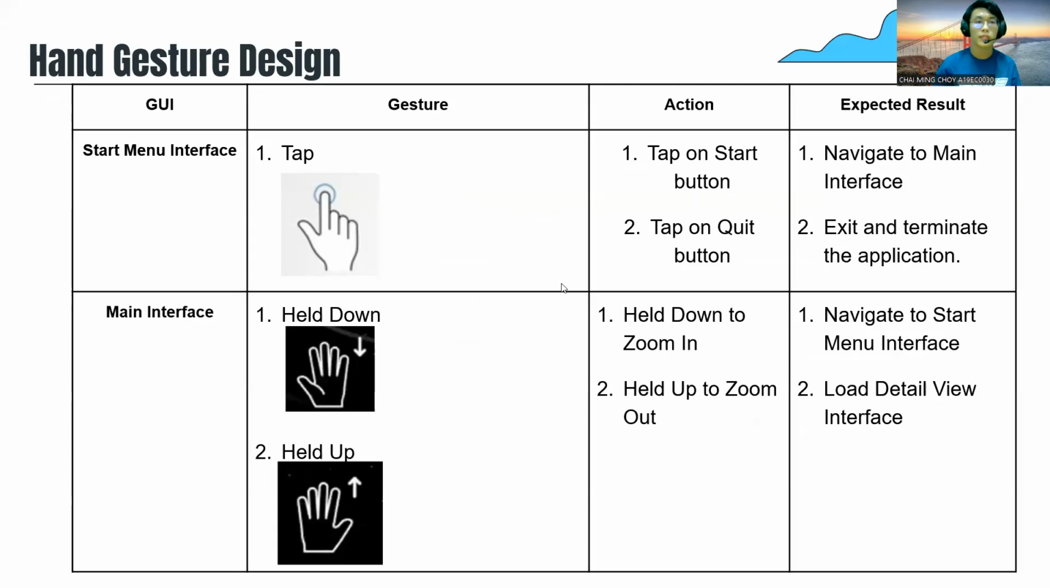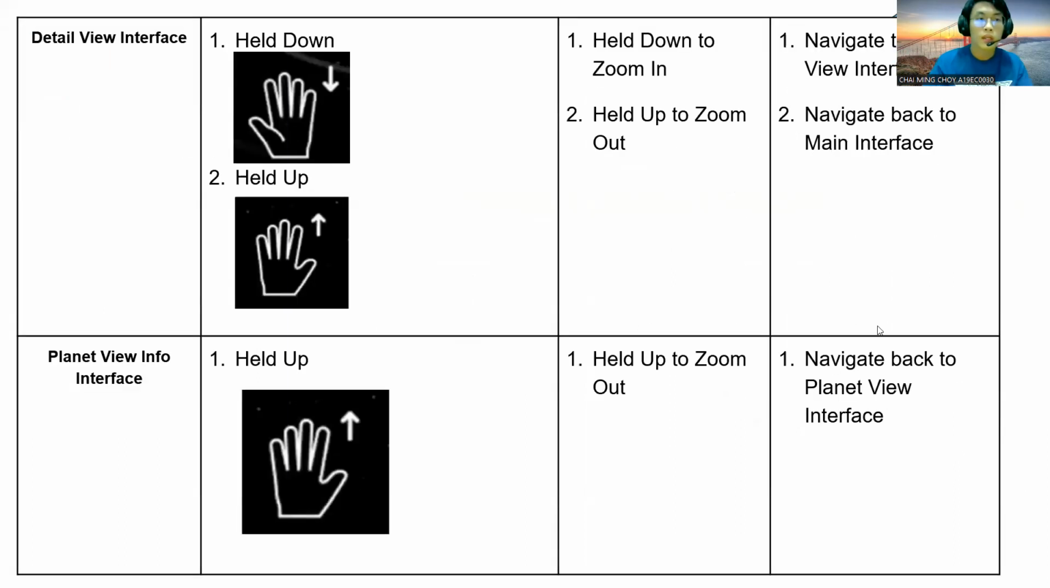Next will be the hand gesture design. For the start menu, the gesture will be the tap, to tap on the start and quit buttons to navigate to the main interface and also to exit and terminate the application. Second, the main interface has hand up and hand down gestures, which are to zoom in and out in order to navigate to the start menu interface and also to load the detail view interface. Next, from the detail view interface, also hand up and down to zoom in and out to navigate back to the previous interface and also to the next interface, which is the main interface.